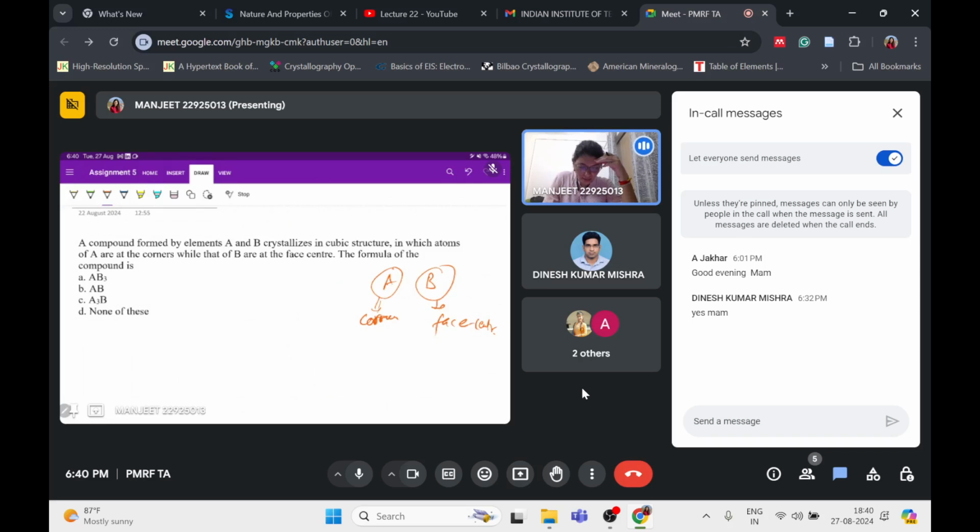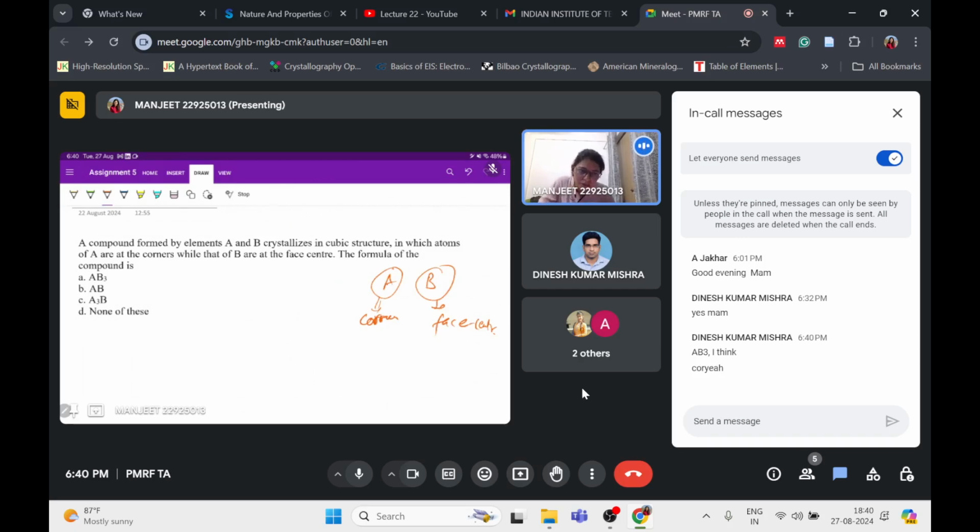If A and B crystallize in the cubic structure, in which atoms of A are at the corners while B are at the face centers, what is the formula of the compound? AB3, I think. Yes, it will be AB3. How do you calculate this? First you have to find the effective number of atoms in that particular unit cell, and then arrange them as the stoichiometric coefficients.